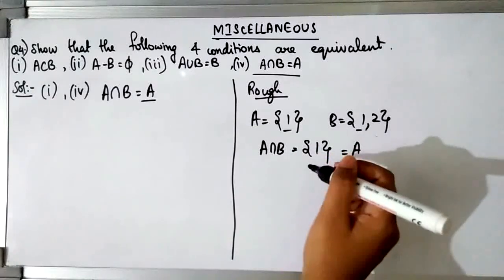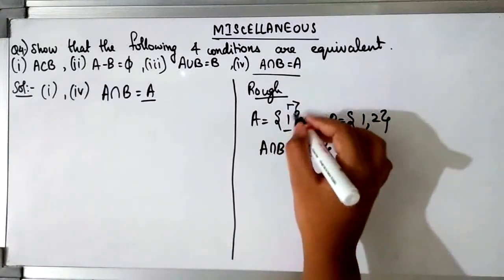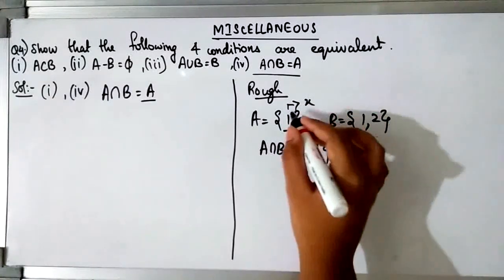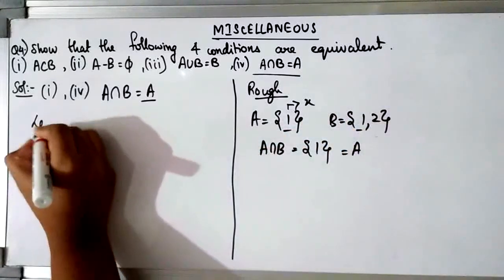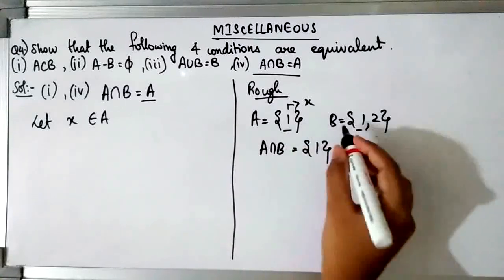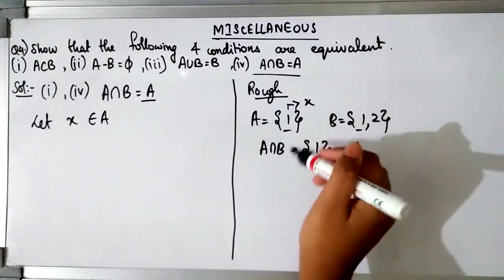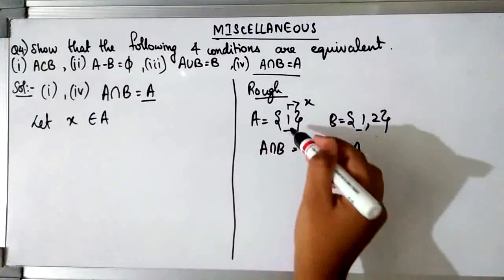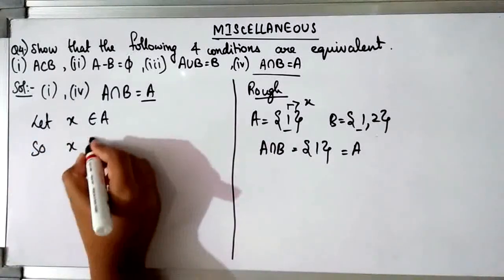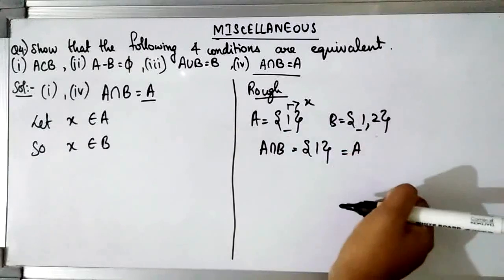Now taking these examples, we will write our statements. Let us assume that in this A, 1 is nothing but x. We will take this element 1 to be x, and we will write that let x belong to A. In this condition our element 1, we assume it to be x, and we write that x belongs to A, that is, element 1 belongs to A. So with this we can write that x even belongs to B, because element 1 is even present in set B.